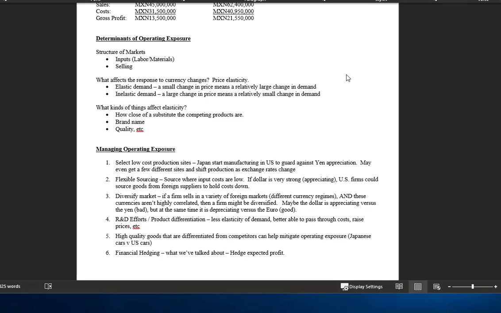And then what affects the response to currency changes? Well, price elasticity is a really big one. This is a notion that you should have had already, but we'll just reiterate it real quick. Elasticity of demand is the notion that a very small change in price means a relatively large change in demand. That would be highly elastic: small changes in price mean large changes in demand. And then inelastic means that you could have a large change in price, but that would mean a relatively small change in demand.